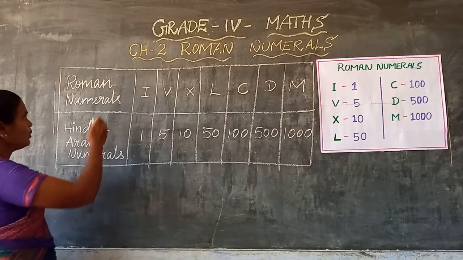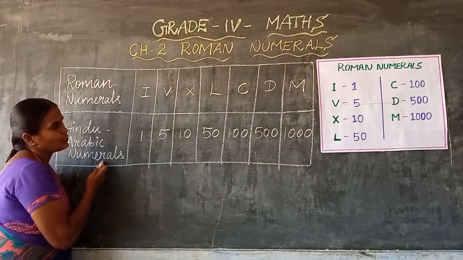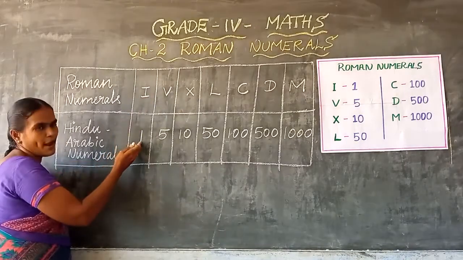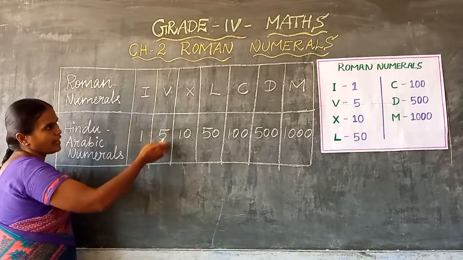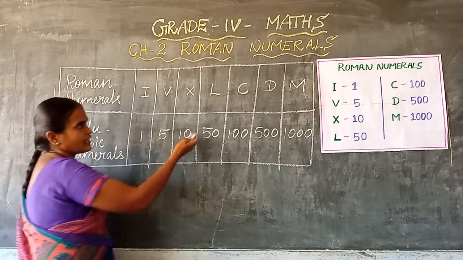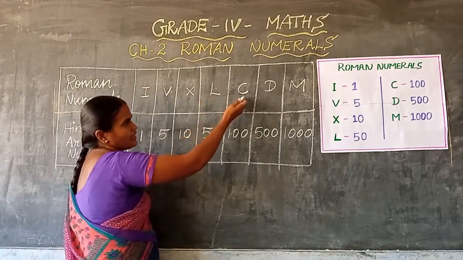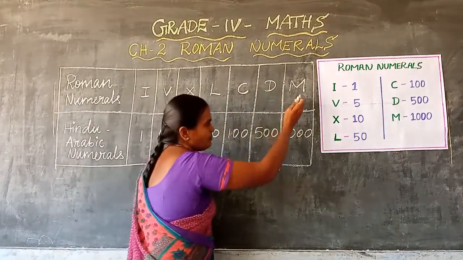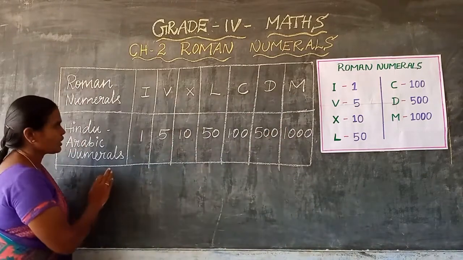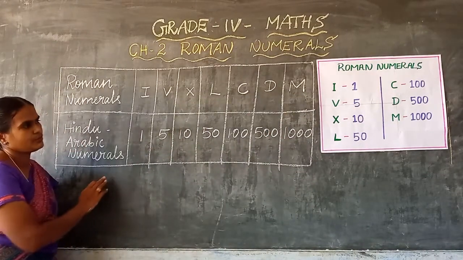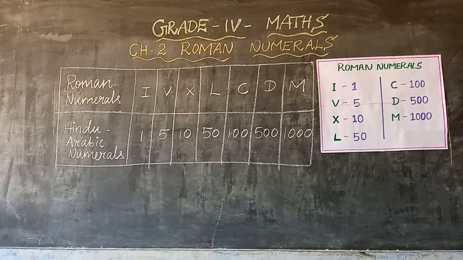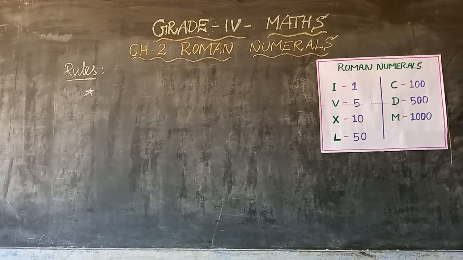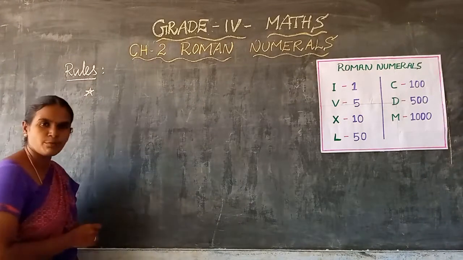Okay. So Roman numerals, Hindu-Arabic numerals. I value 1. Value of V 5. Value of X 10. L 50. C 100. D 500. M 1000. So copy this table in your classwork note. So when we are writing in Roman numerals, we have some rules.